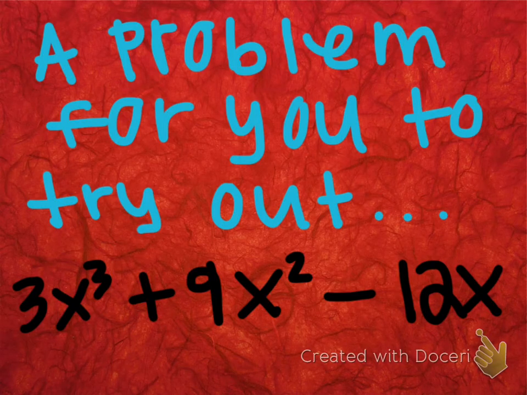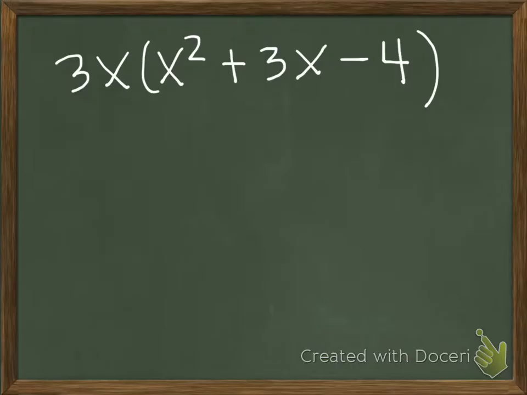Here's a problem you can try to factor. 3x cubed plus 9x squared minus 12x. I'll give you a few seconds to factor out the greatest common factor of this equation. I hope you also factored out 3x from the equation and got 3x times x squared plus 3x minus 4.